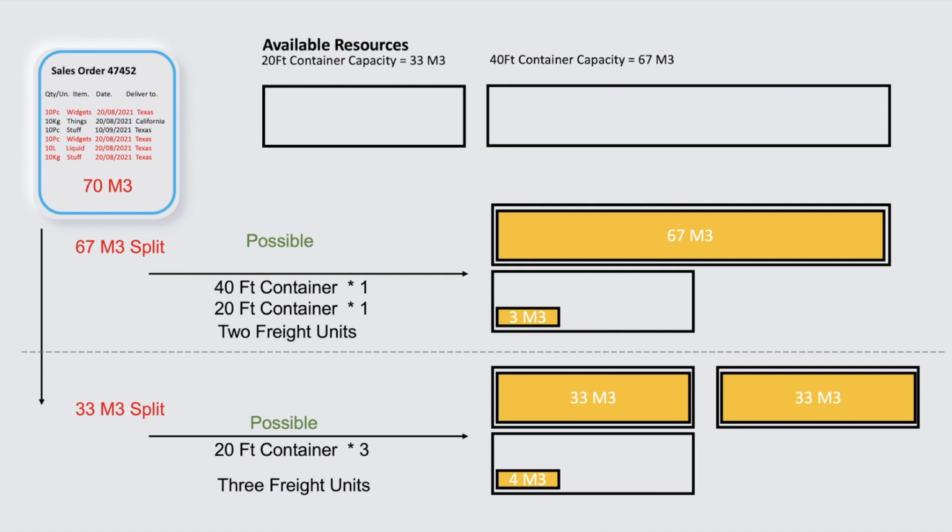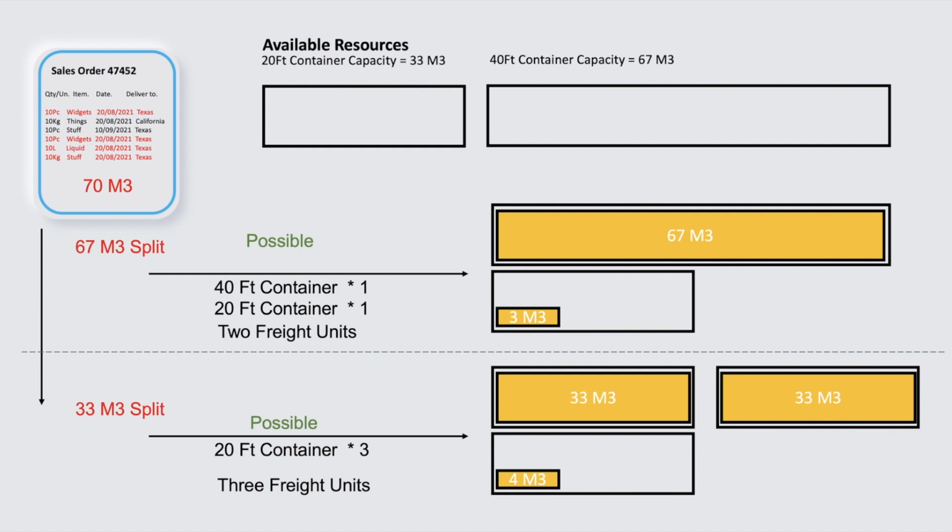And that will tell the freight unit building rule that, please, yes, go ahead, consolidate as much cargo as possible, but when you reach that split quantity, I want you to close off that freight unit and start consolidating onto another freight unit until again you reach those 67 cubic meters, and repeat and so on until the entire volume of that sales order has been allocated to a freight unit.